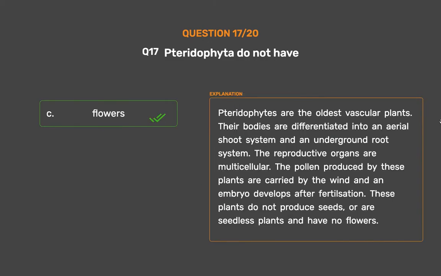Flowers. Pteridophytes are the oldest vascular plants. Their bodies are differentiated into an aerial shoot system and an underground root system. The reproductive organs are multicellular. The pollen produced by these plants are carried by the wind and an embryo develops after fertilization. These plants do not produce seeds, or are seedless plants and have no flowers.